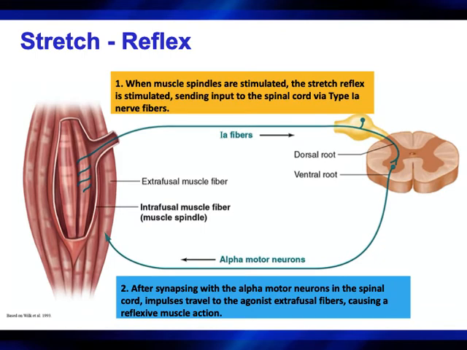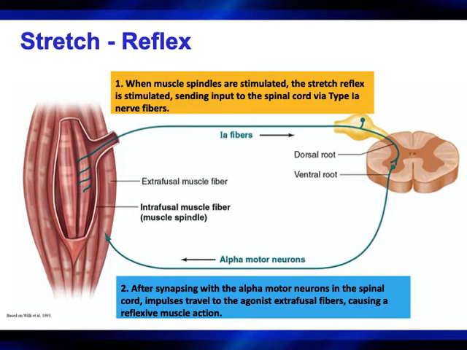All right, so let's look at the stretch reflex in a little bit more detail. On the left side, we see the muscle belly, and the green lines are the nerve fibers that synapse at the spinal cord. So let's look at the first component to this. When the muscle spindles are stimulated, which could be from a passive stretch, the stretch reflex is stimulated, sending input to the spinal cord or the central nervous system via the type 1A nerve fibers. So they synapse the dorsal root with the ventral root, and after synapsing with the alpha motor neurons in the spinal cord, impulses then travel to the agonist extrafusal fibers, causing a reflexive muscle action.